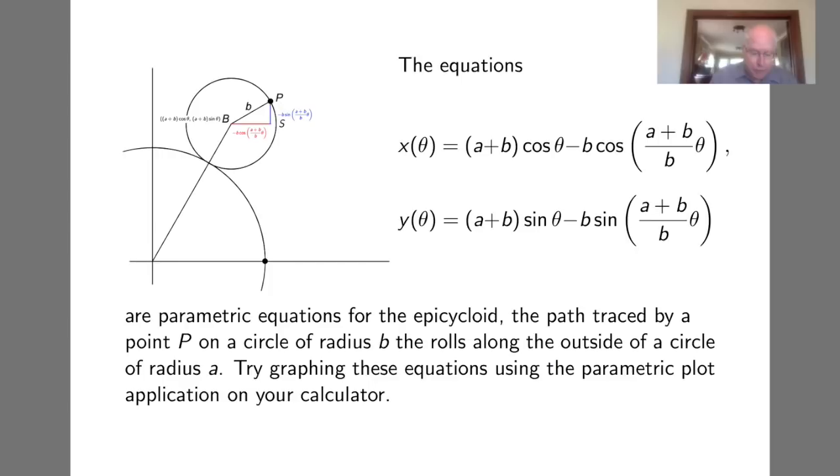Now, it'd be good practice with your polar calculator to pick some values for A and B, say A equals 3, B equals 1, something like that, and then try plotting these on your calculator. Do you really get a picture that looks like an epicycloid? Change the values of A and B if you want to see the different ways epicycloids might look.